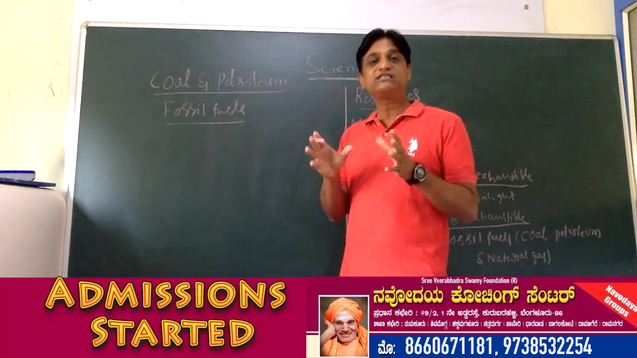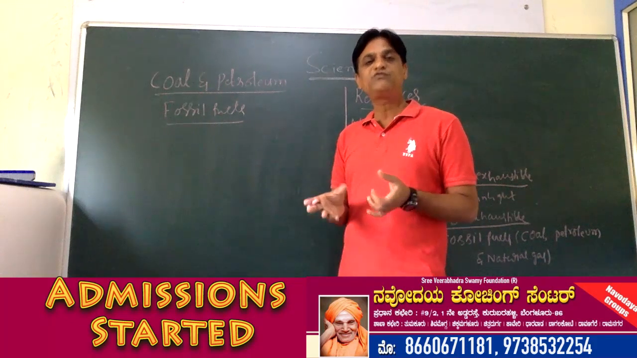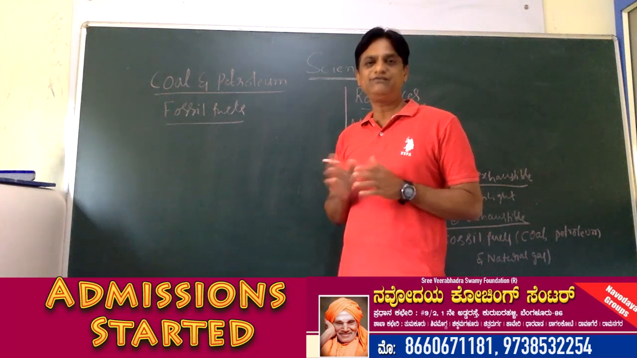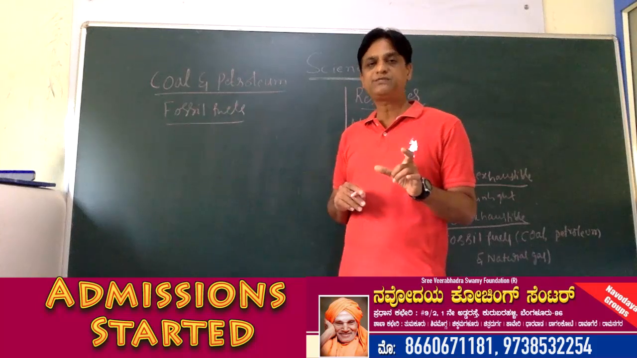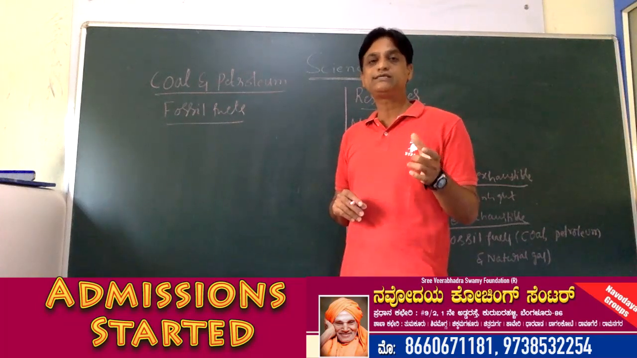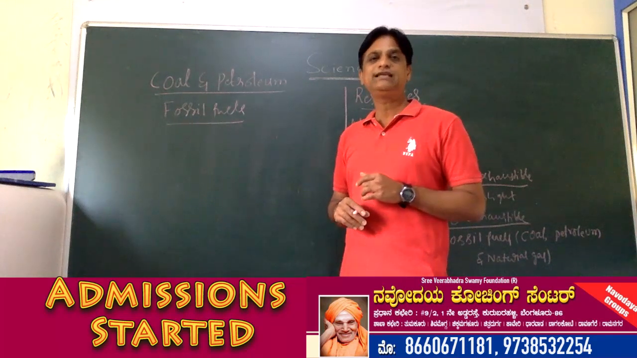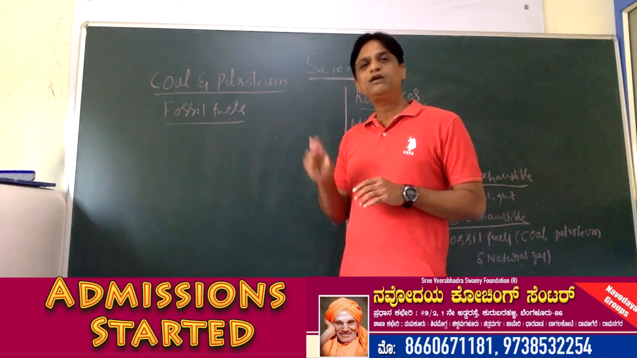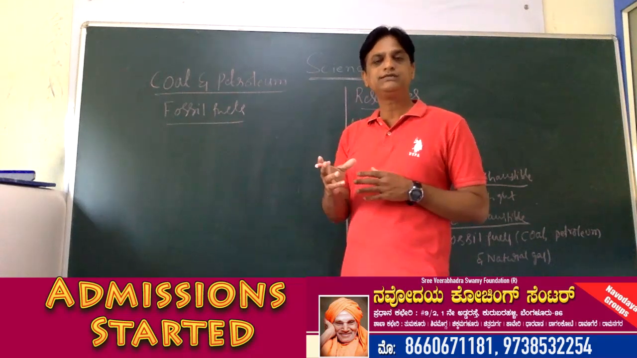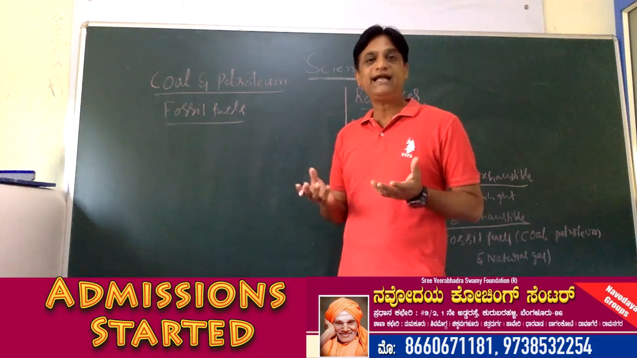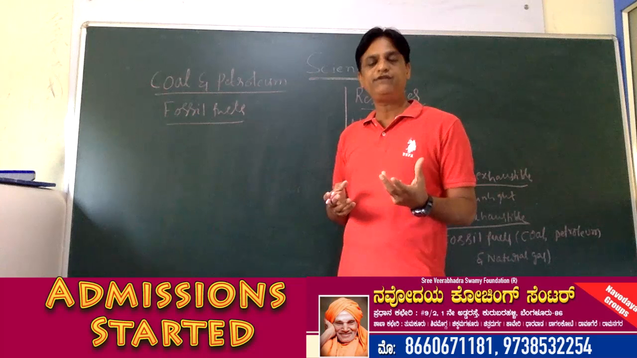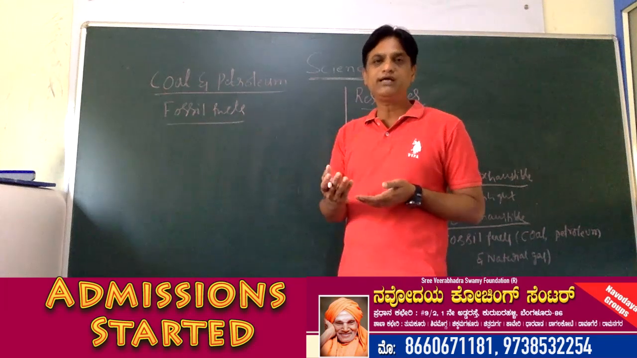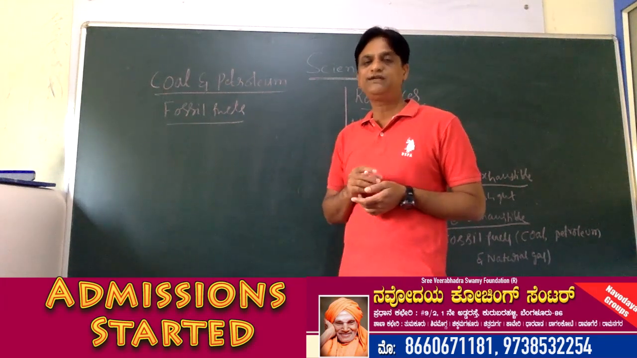So here we are saying fossil fuels. Fuels which are formed from dead remains of plants and animals are called fossil fuels. What is a fuel? A fuel is a substance which on combustion produces energy in the form of heat and light. For example, wood is a fuel. How can we say wood is a fuel? Because when wood is burnt, it produces energy in the form of heat and light. Petrol is a fuel, kerosene is a fuel, diesel is a fuel. So fuels are substances which on burning produce energy in the form of heat and light.